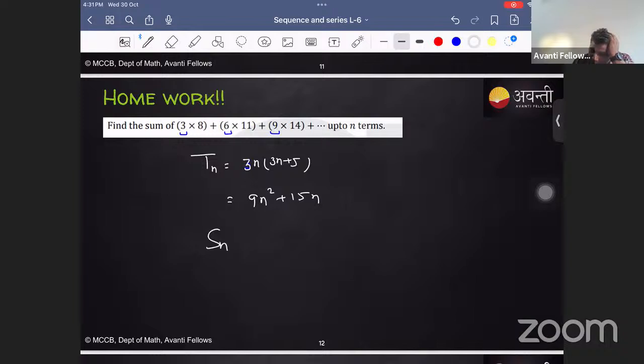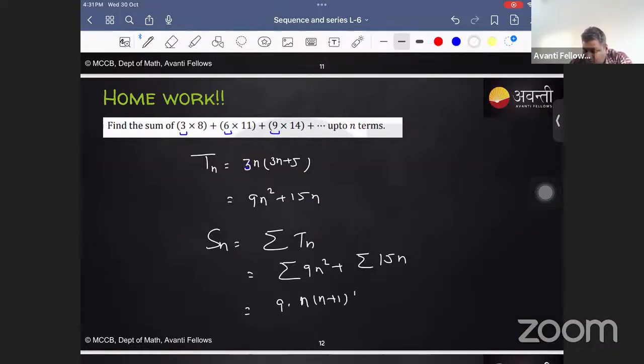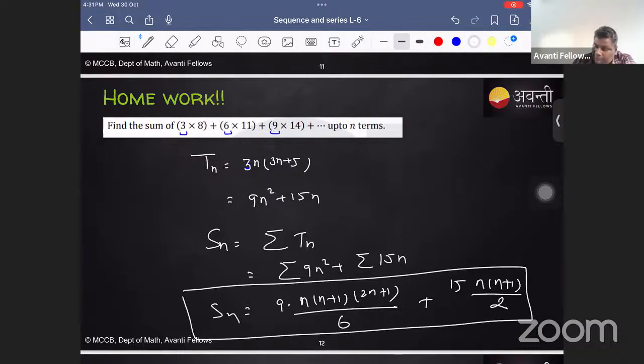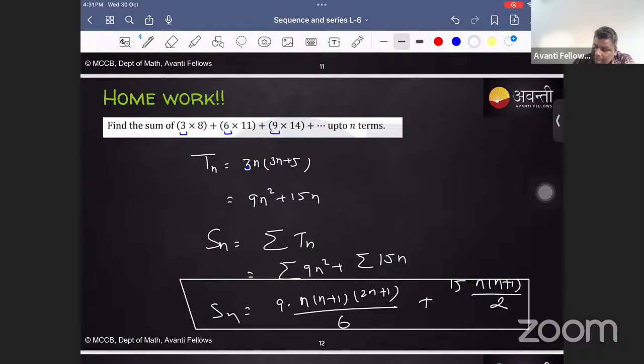So Sn is what? Sigma Tn, 9 sigma n square plus 15 sigma n. Now you have the values of all of them. Sigma n square is n into n plus 1 into 2n plus 1 upon 6, and sigma n is n into n plus 1 upon 2. Got it? Have a look.